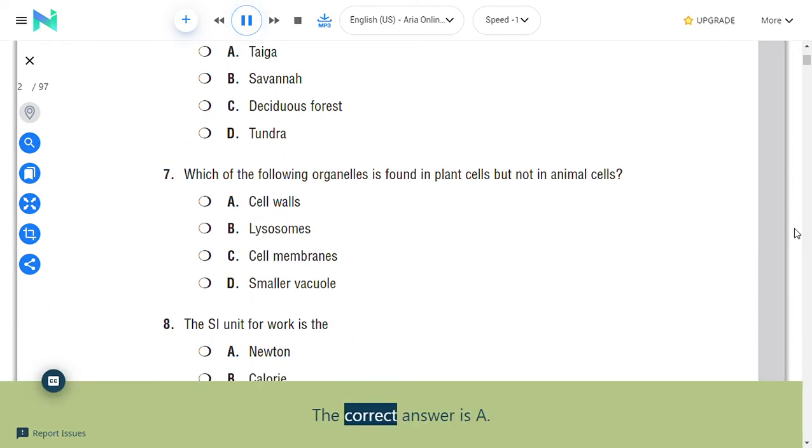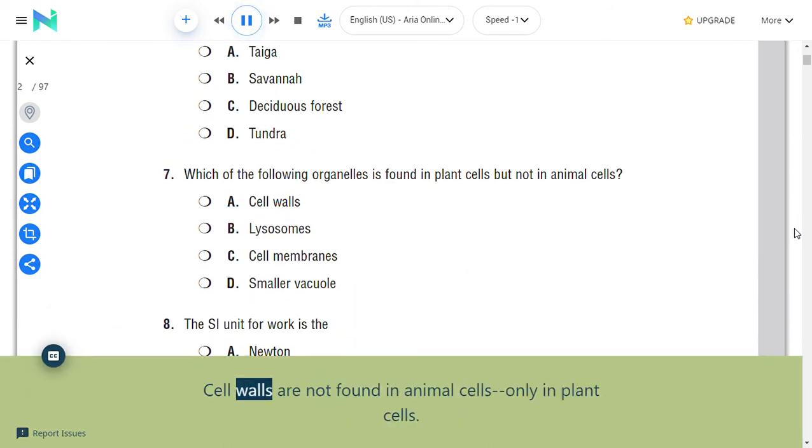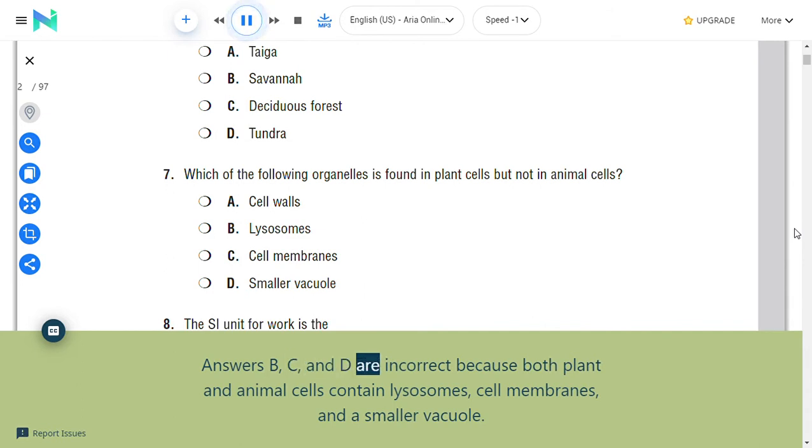7. The correct answer is A. Cell walls are not found in animal cells, only in plant cells. Answers B, C, and D are incorrect because both plant and animal cells contain lysosomes, cell membranes, and a smaller vacuole.